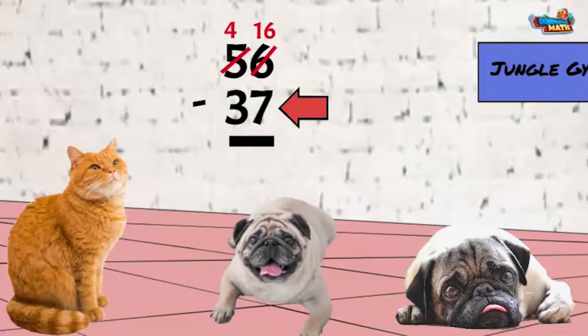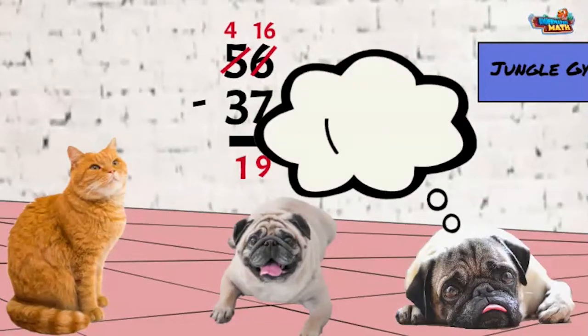We take away 7 from 16 to get 9. Then we take 3 away from 4 to get 1. This gives us an answer of 19. You did 19 more push-ups than your husband. I am not doing any more push-ups for a long time.